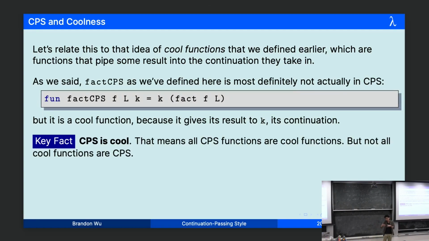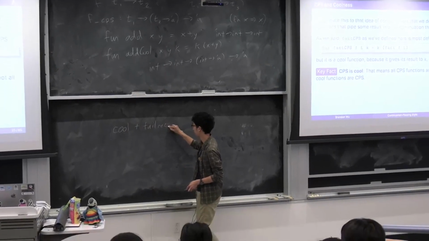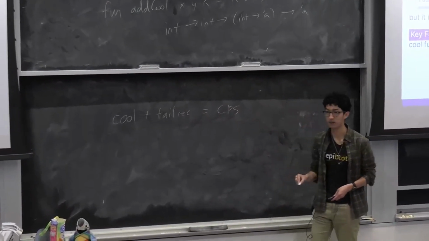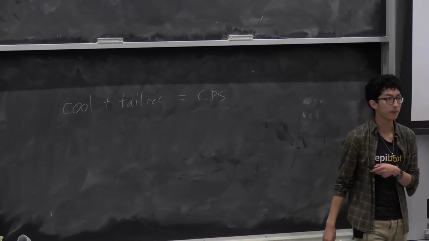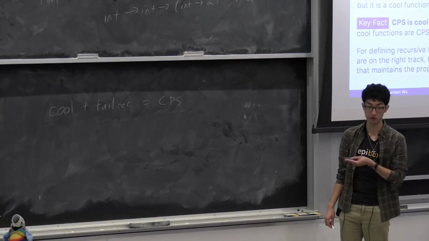Another note also is this idea I've been building up and staging with you is cool functions. CPS is cool. That's a life lesson, which means that any CPS function is a cool function. It takes in a continuation. It passes its result to the continuation. But not every single cool function is CPS, because we can see that this fact CPS quotation is cool. It takes in a continuation and passes it. It's not CPS because it's not tail recursive. So another way to think about it is cool plus tail recursive equals CPS. Where cool is, again, as I defined it earlier. We're going to define a cooler function that manages to be tail recursive even through its recursion.